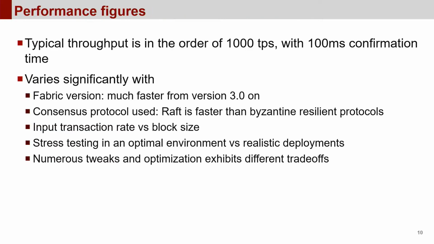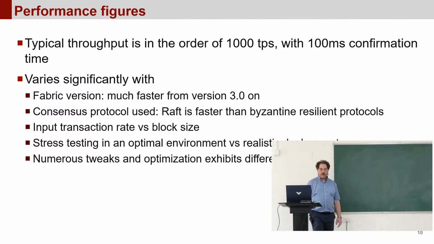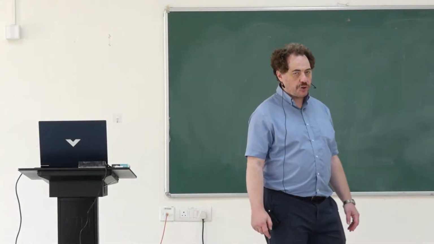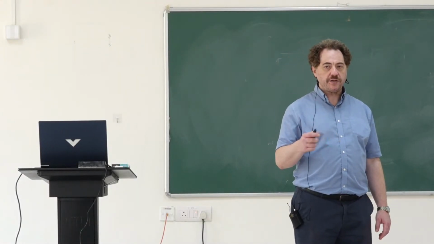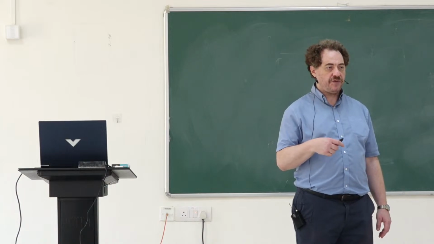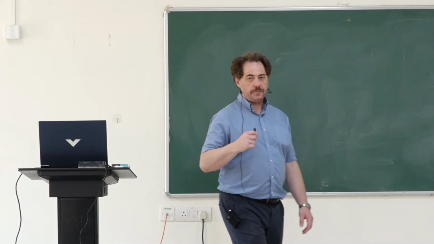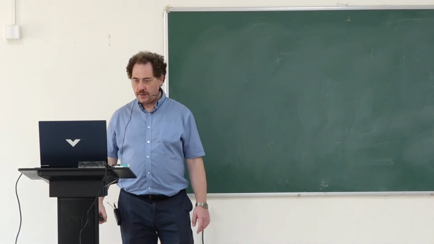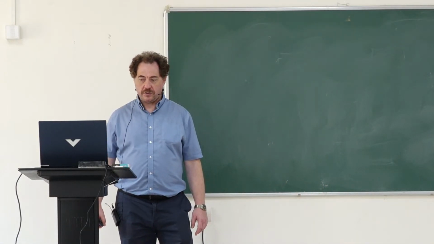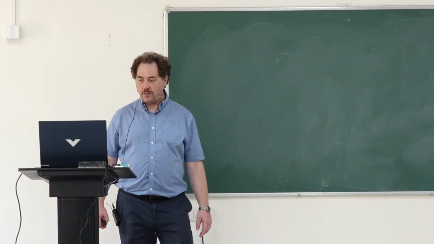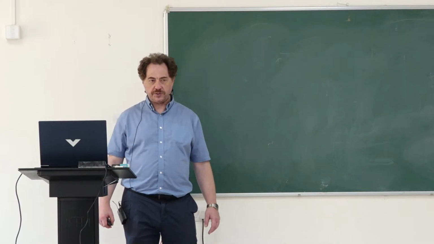Okay, what about performance? Fabric is one of the blockchains with the best performance in terms of both throughput and latency. A typical throughput is in the order of thousands of transactions per second with 100 millisecond confirmation time.